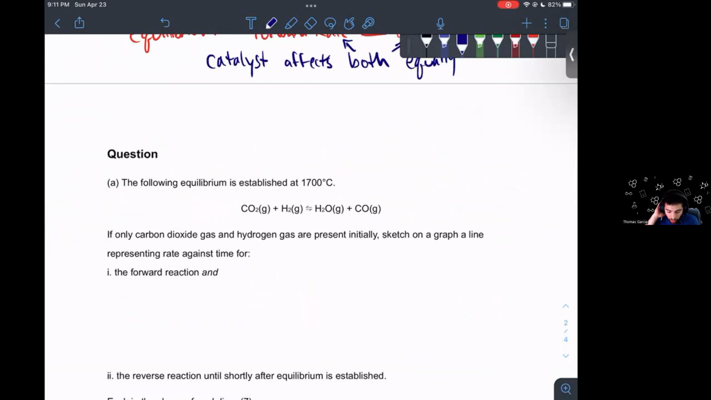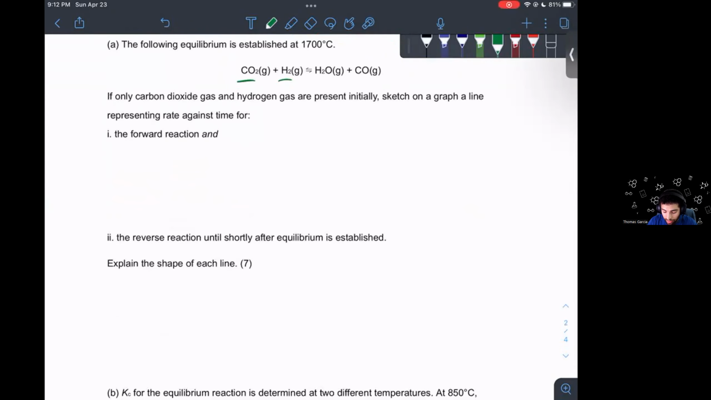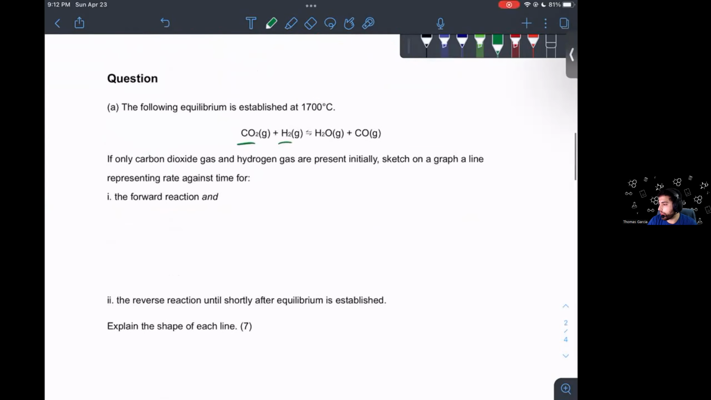Question 2. The following equilibrium is established at 1700 degrees Celsius. CO2 gas plus H2 gas reacts to form H2O plus CO, and these are all gases. Something to note right off the bat is that this is already balanced, so we don't have to balance anything. Now, if only carbon dioxide gas and hydrogen gas are present initially, sketch on a graph a line representing the rate against time for the forward reaction and the reverse reaction shortly after equilibrium is established.